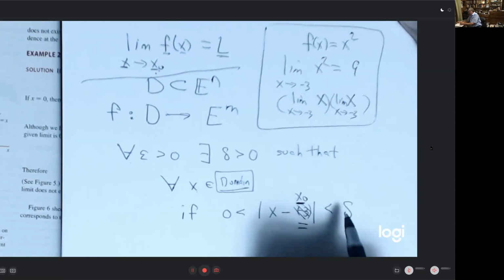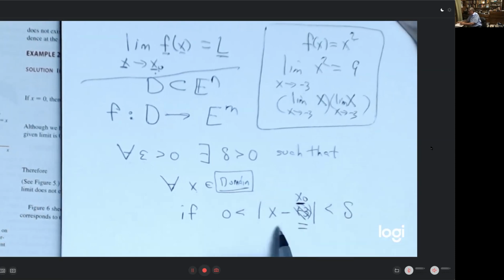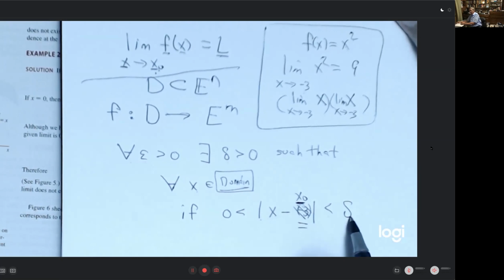What I've now spelled out says the distance between the X I picked here and the given X naught I'm heading toward, the difference between them, that's distance. The distance between them is smaller than this number. And I'm picking something that's not X naught. I'm picking an X in the domain which is not equal to the point I'm heading toward. The distance between them is positive, meaning they're not equal. The distance between them is less than delta. That says how close they are to each other.